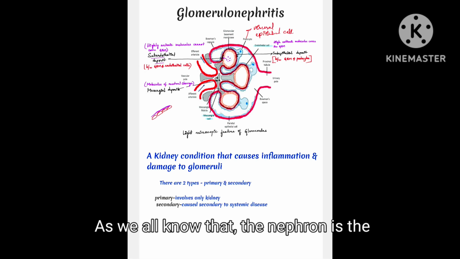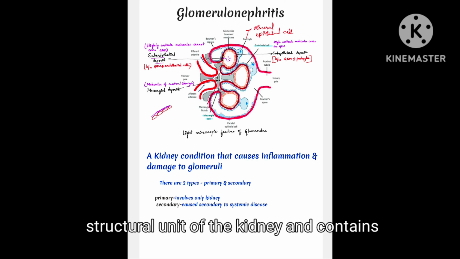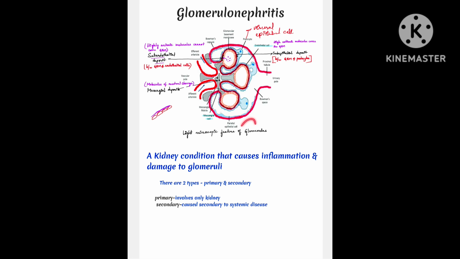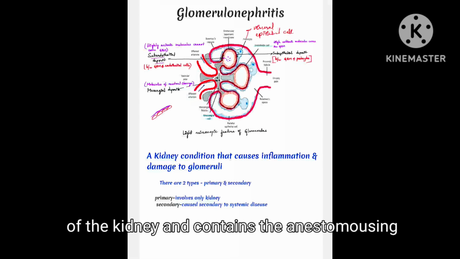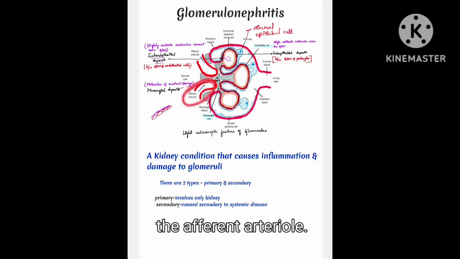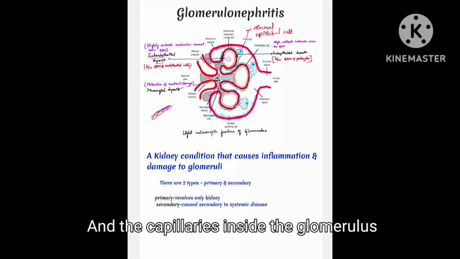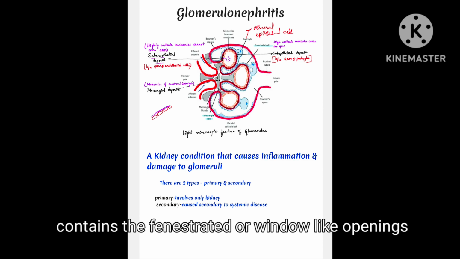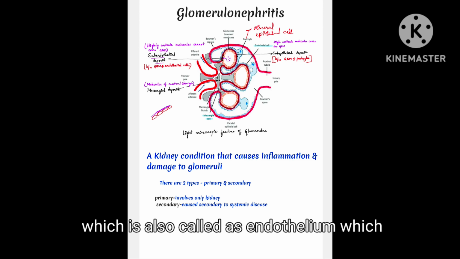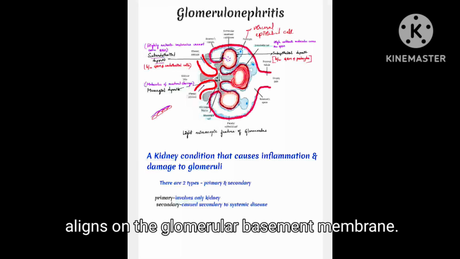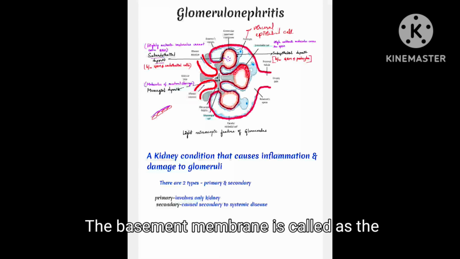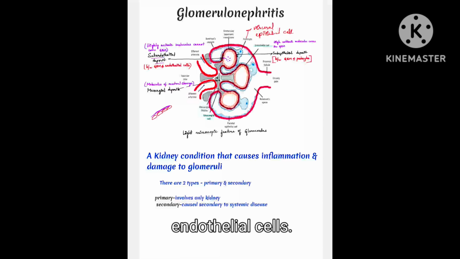As we all know, the nephron is the structural unit of the kidney and contains the glomerulus, tubule, and the common collecting system. The glomerulus is the basic filtering unit of the kidney and contains an anastomosing network of capillaries which are formed from the afferent arteriole. The capillaries inside the glomerulus contain fenestrated or window-like openings, which is also called the endothelium, which lines the glomerular basement membrane. These cells inside the basement membrane are called the endothelial cells.